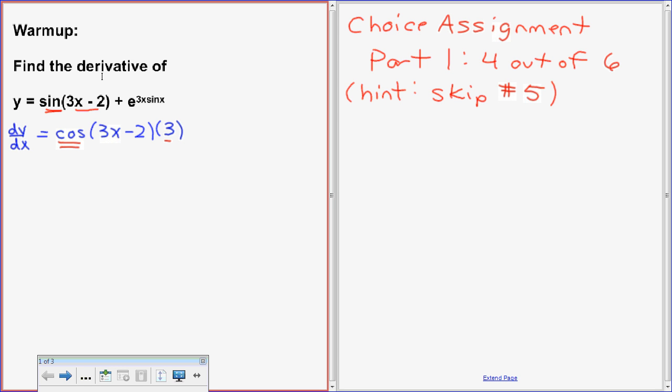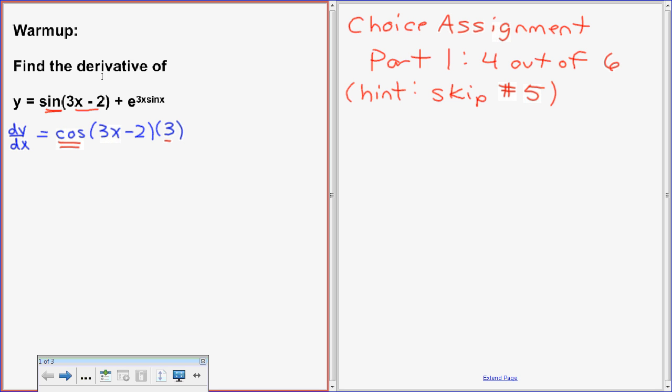Okay, so that's the left-hand side. Is everyone okay with the left-hand part? Michael, go ahead. The sine is already taken care of. Sine of 3x minus 2 changes to cosine of 3x minus 2. So that's taken care of. The only thing left is the derivative of 3x minus 2, which is just going to be 3.